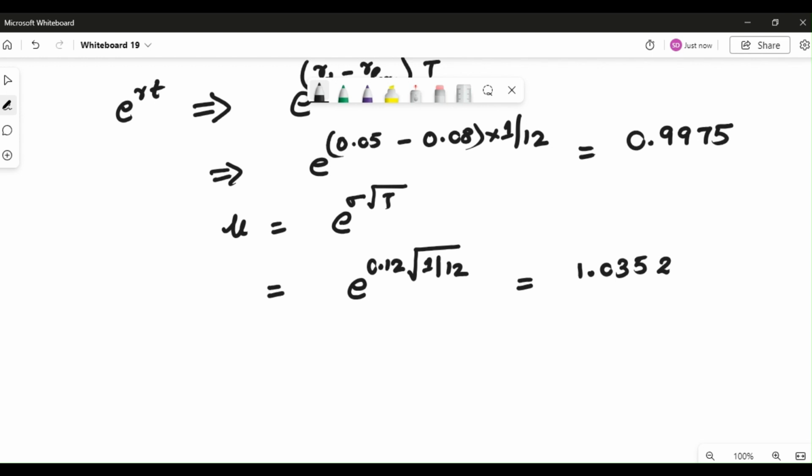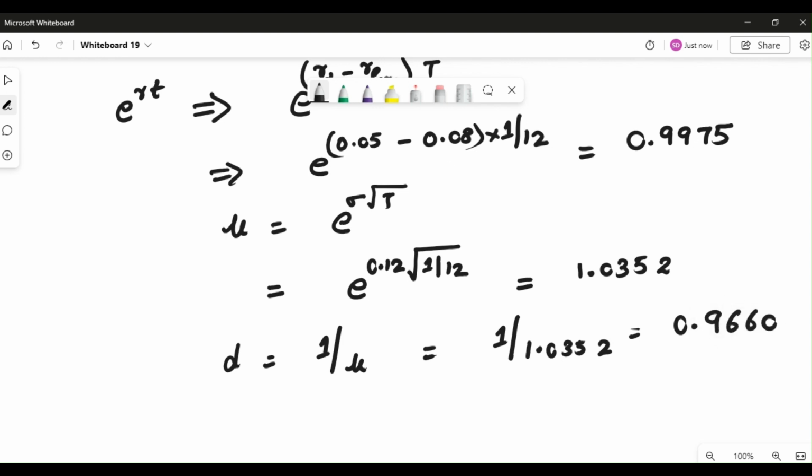Again, based on this, we have to calculate a downward trend. And once you are able to calculate your ERT and upward trend, downward is probably very easy. If you follow this formula, which means 1 divided by your upward trend, which means 1.0352, that will give you 0.9660. And this is what your downward trend is.